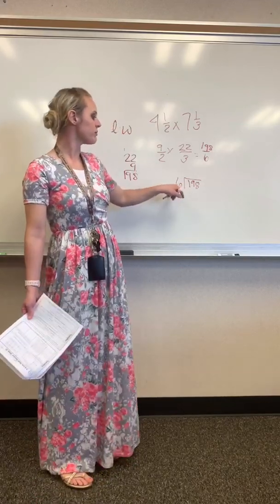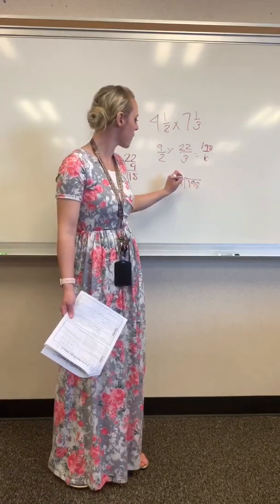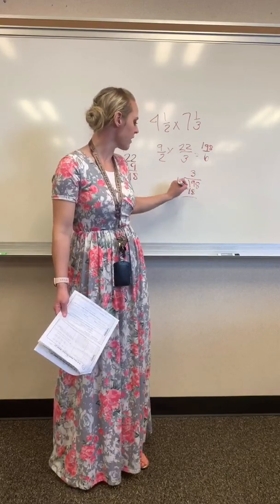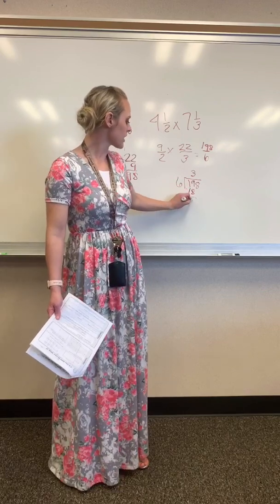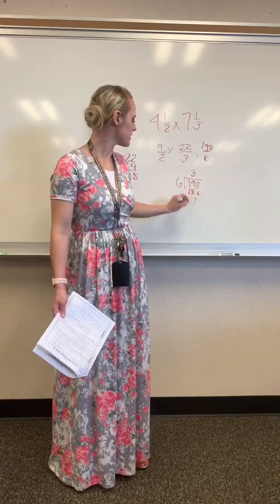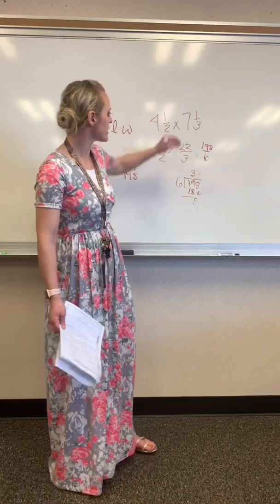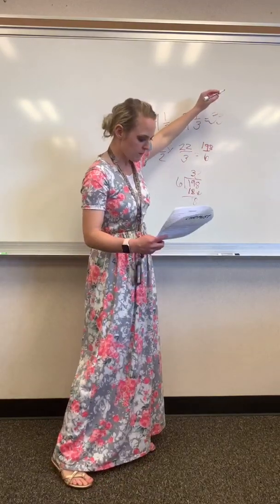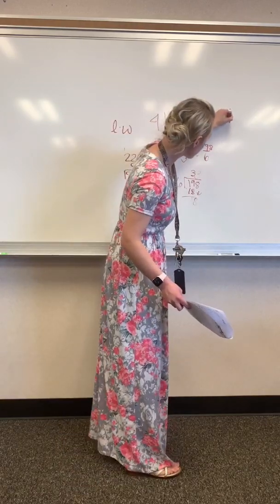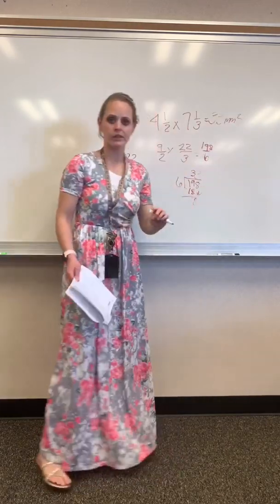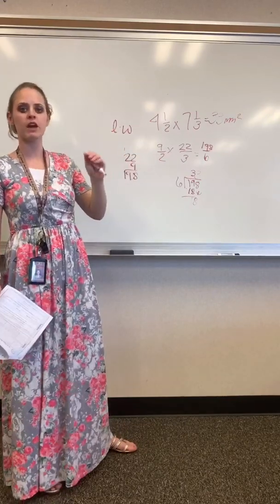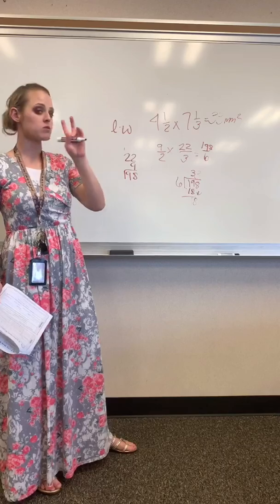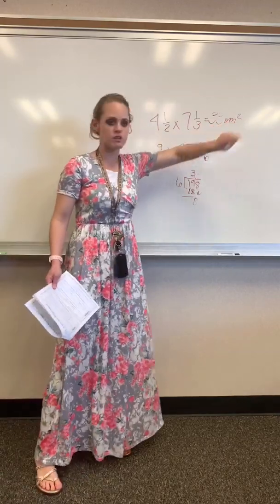6 can't go into 1, but 6 can go into 19 3 times. 3 times 6 is 18. Subtract, bring down. 6 can go into 18 3 times. So our area is going to be 33 millimeters squared. You got to have the squared on there just because that is what we do with area. Since we're multiplying two numbers, it's going to be squared.